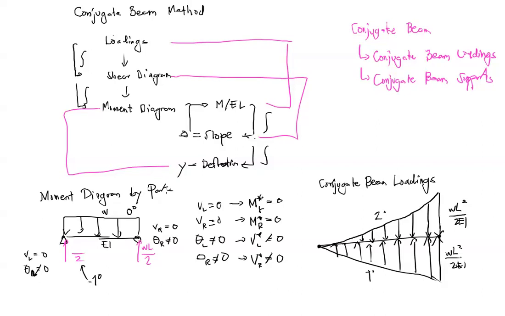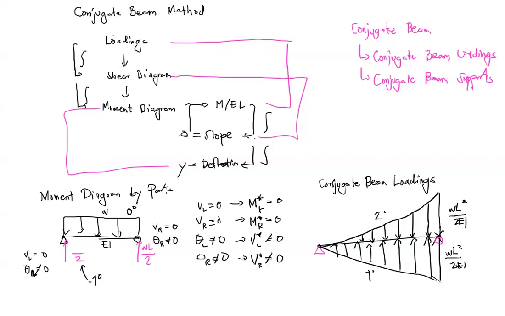Ay yung M over EI na loads mo. 0 yung bending moment mo dito. Tapos, meron kang WL squared over 2EI. 0 din dapat dito. So, 0 yung bending moment mo rin sa simply support beam. So, therefore, yung conjugate beam na supports mo, tatapatan mo lang siya. This is also a simply supported beam.